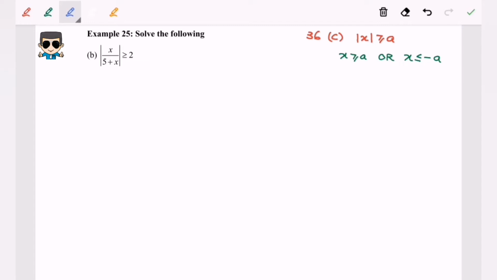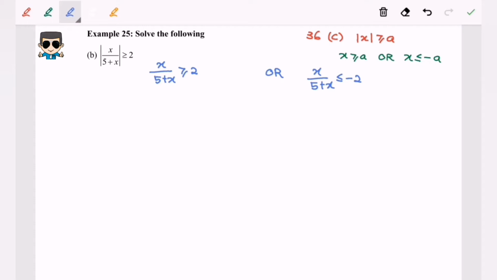Based on the statement 36c, the modulus of x greater than or equal to a will be defined as x greater than or equal to a or x less than or equal to negative a. So based on the situation, our problem will be x over 5 plus x greater than or equal to 2 or x over 5 plus x less than or equal to negative 2. So in here we have two inequalities.